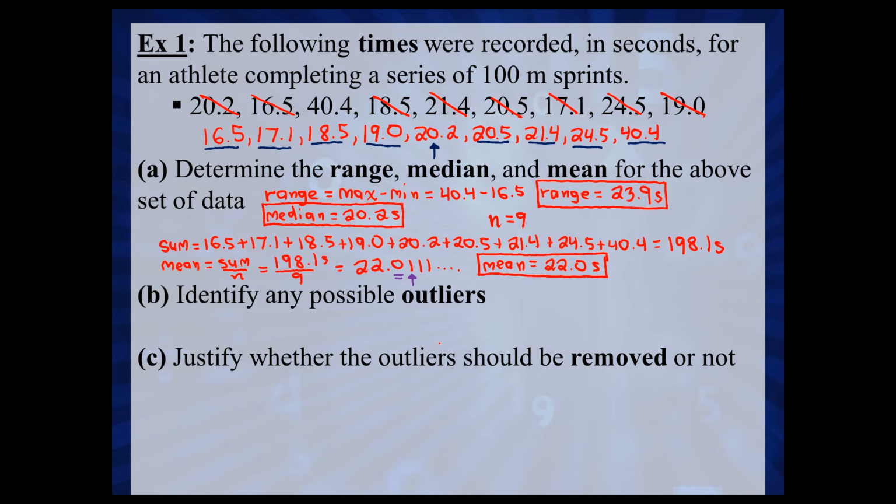It says identify any possible outliers. Your outliers are going to be either at the start of the data or at the end of the data. At the start, 16.5. Is that drastically different than 17.1? No. So 16.5 is not an outlier. How about 40.4? Is that drastically different than 24.5? Yeah, for sure. If I were to guess what happened when this person was running, maybe on that 40.4 second run, they might have tripped and fell, or sprained their ankle. And by the time they got up and running again, their time was quite a bit larger. So our outlier is just the one number, 40.4.